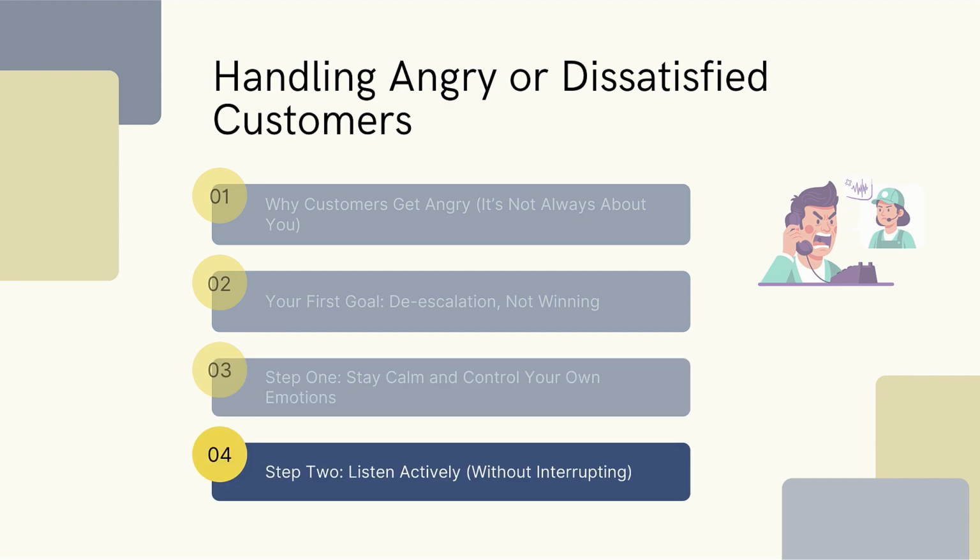Step 2. Listen actively without interrupting. Most angry customers want one thing first: to be heard. Active listening means let them finish speaking. Do not interrupt. Avoid preparing your defense while they talk. Acknowledge their feelings. Powerful phrases: I understand why you're upset. Thank you for explaining the situation. I can see how this caused frustration.